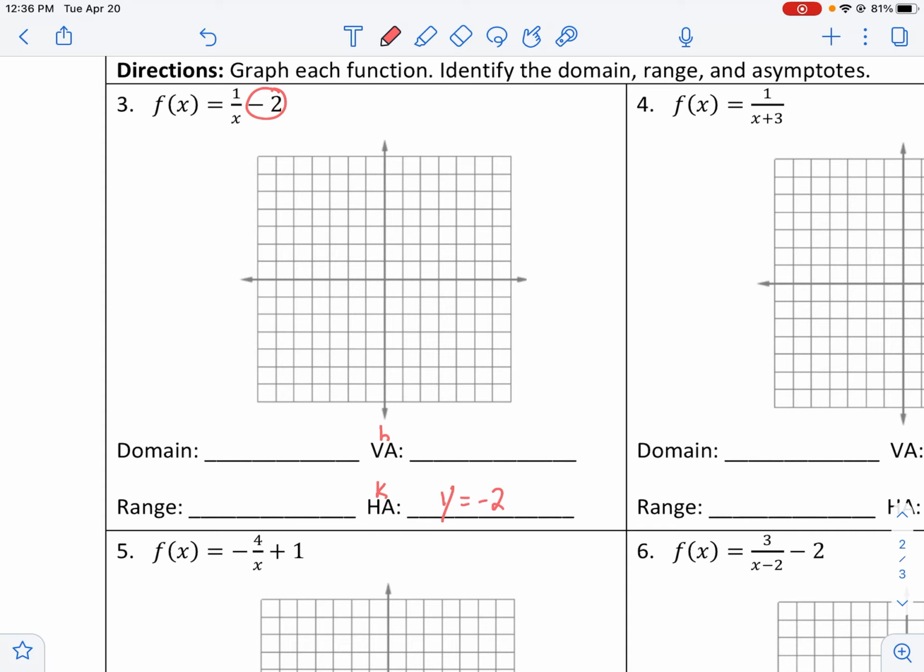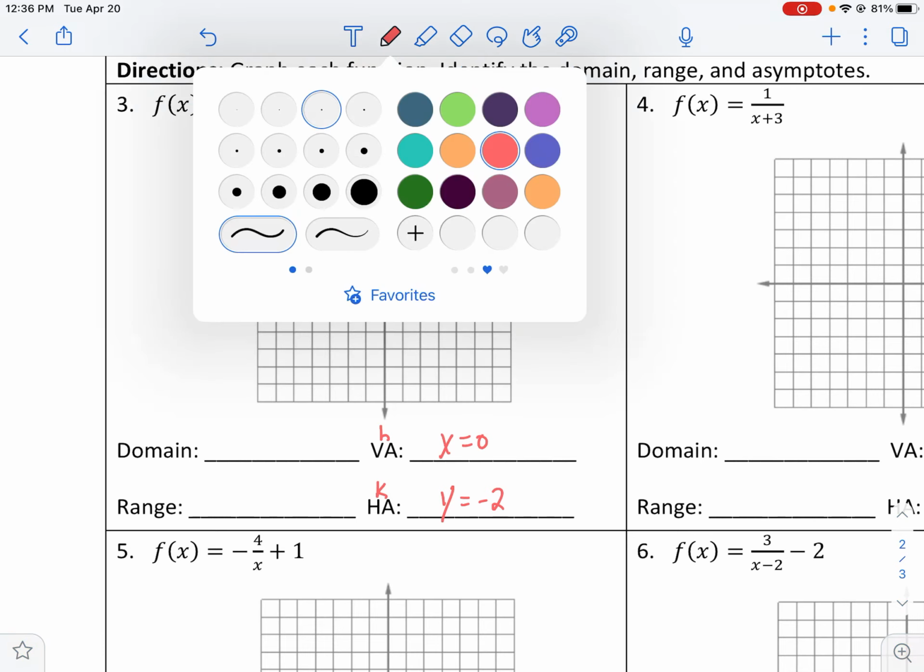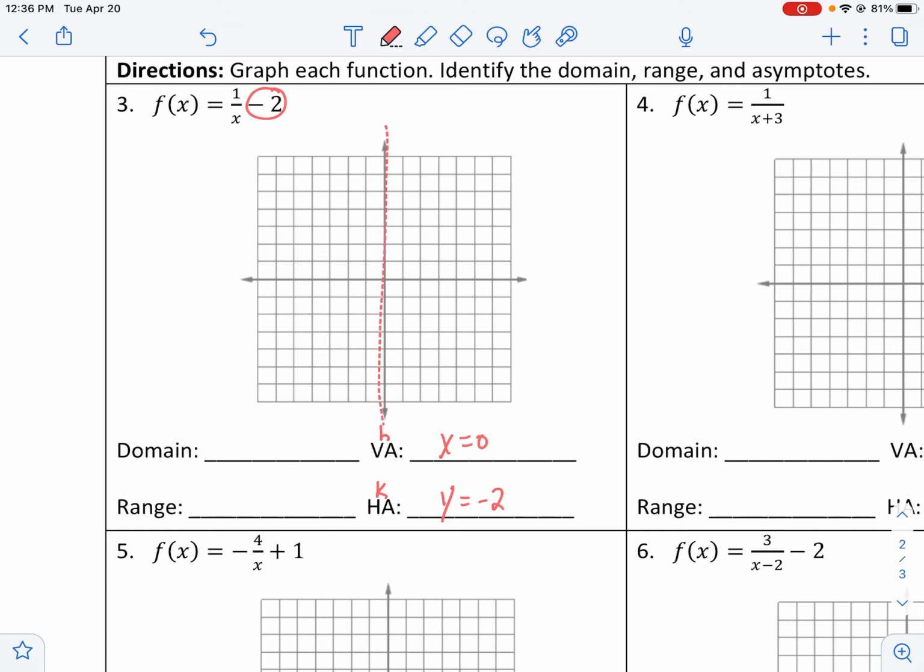Our vertical asymptote, there is no plus h here, so it sticks right at the center line or the y-axis, so that's going to be x is equal to 0. And then we can draw those in. So we have x equal to 0 right here, and we have y equals -2 right there.